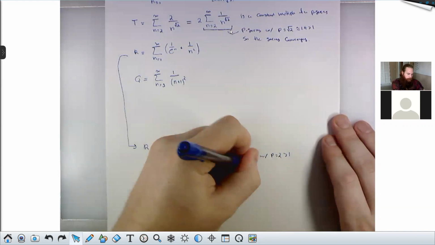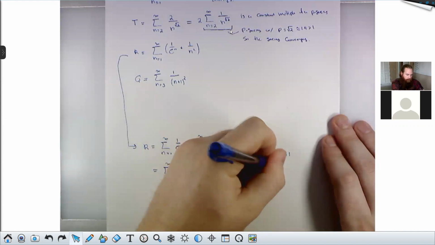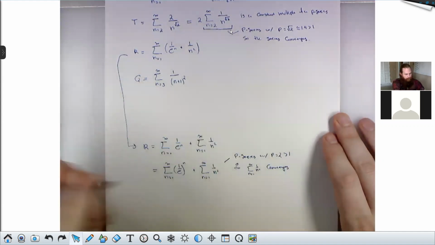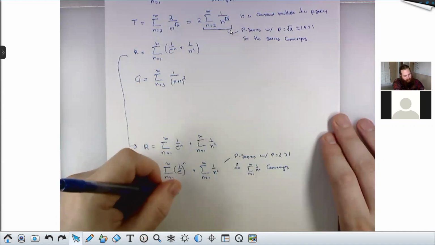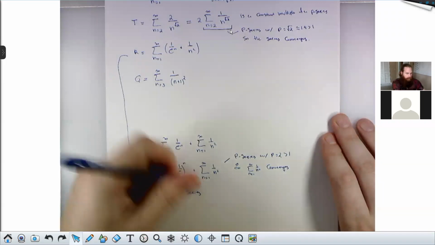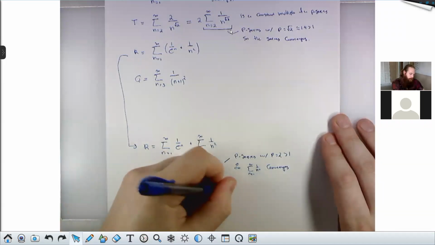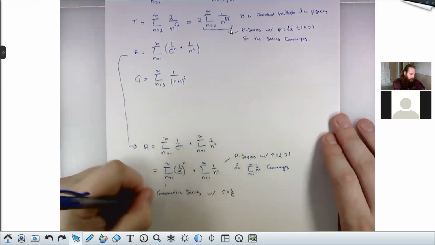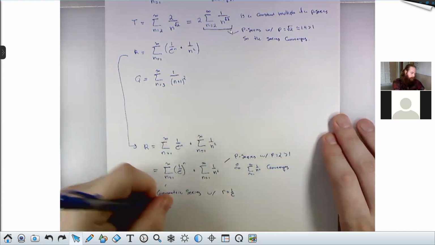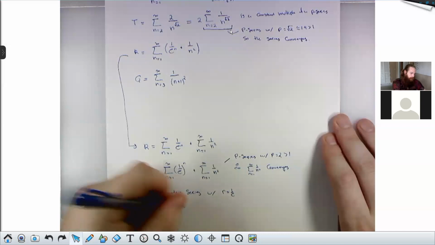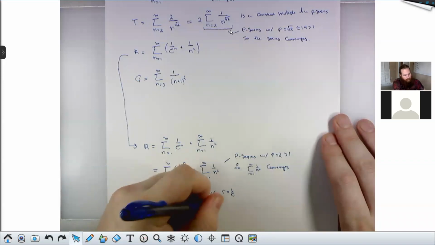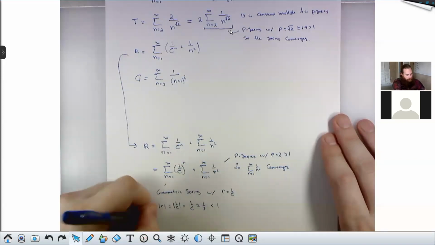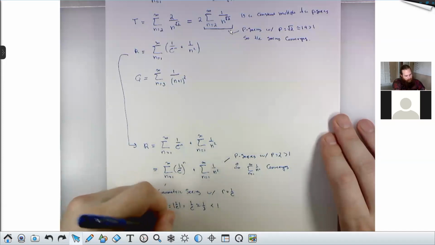Therefore, sigma n from 1 to infinity 1 over n squared converges. This is a geometric series with common ratio r equal to 1 over e. So the absolute value of r is the absolute value of 1 over e, which is 1 over e, about 1/3, which is definitely smaller than 1. Therefore, it converges.